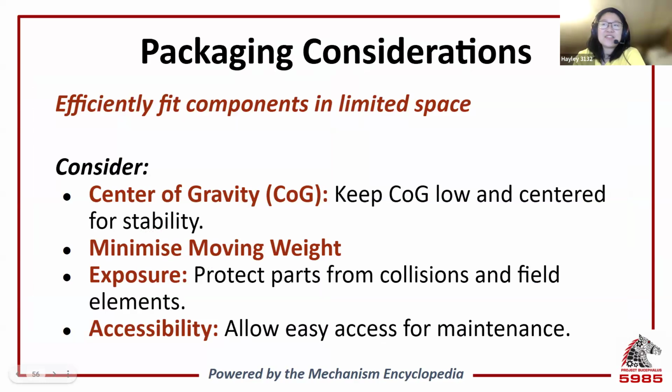Alrighty, now let's talk about how to package everything, which is essentially how your robot components, including motors, electronics, gears, belts, and chains, are positioned within the space that you have available. There are 4 important things that we'll be talking about today. These are 1, how the components affect your robot's center of gravity, which you want to keep low and centered for stability when you're driving. 2, whether the components will be on a moving mechanism. 3, what parts of the robot will be exposed to collisions and field elements. And lastly, accessibility, which is just how easy it is to access the system when you need to maintain it.